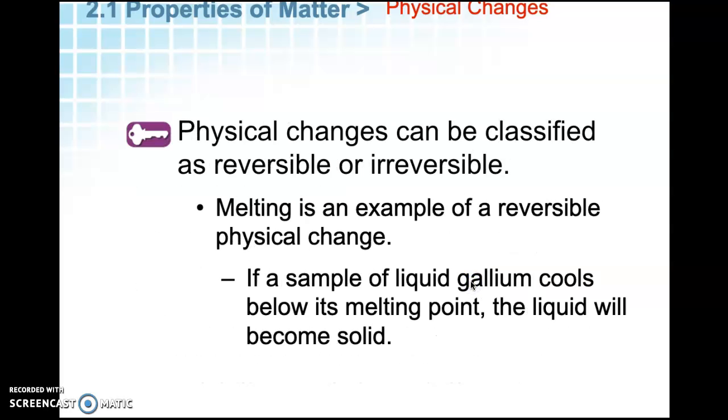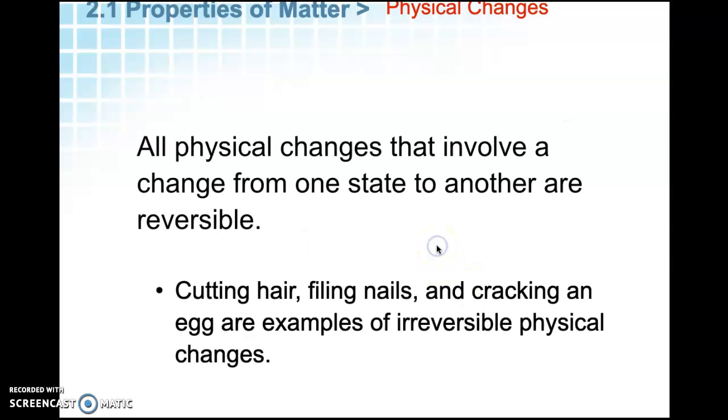Now, physical changes can be reversible or irreversible. Melting is definitely reversible. If you melt something, you can cool it back into a solid. So you can reverse it and freeze it. All physical changes that involve a change from one state to another are reversible. So when we're talking about boiling, melting, freezing, those are all reversible.